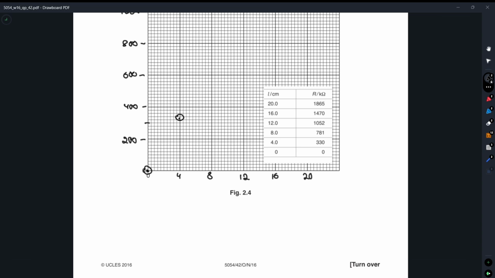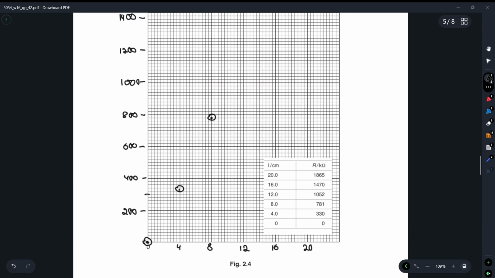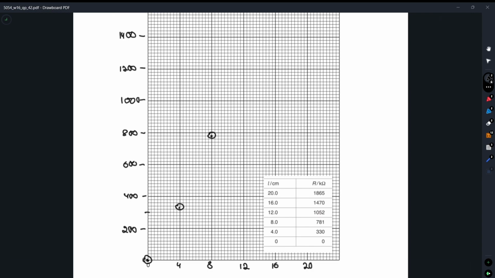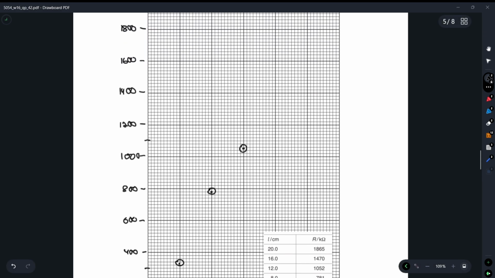8 and 781. Now, I won't be able to plot 781, but 780 must be a close call. So 780 would be here. Then we have 12 and 1052. So 12 and 1000, 1050, 1100 will be here. So 1050 is going to be here. And then we've got 1470 on 16, 1400, and 1500 will be here, so 1470 is going to be here.